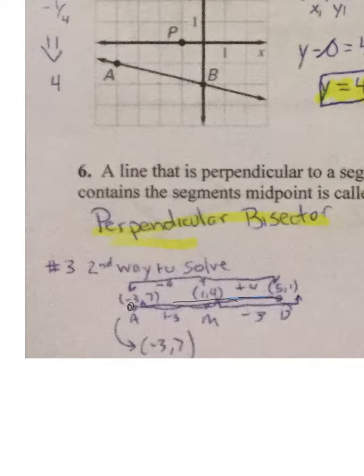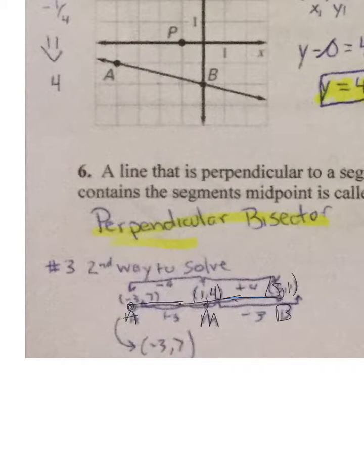You have your line, you have A, you have M, you have B. And it's literally just looking visually at the fact that a midpoint is supposed to be directly in the middle of a line, obviously. So however far it takes you to get to one endpoint, it should take you the same distance to get to the other.